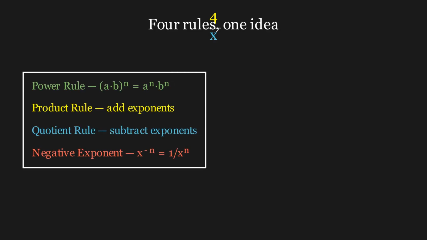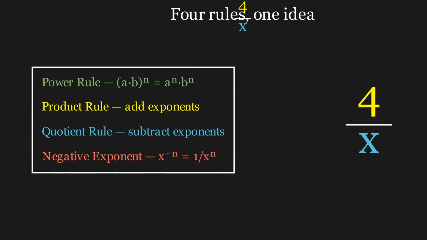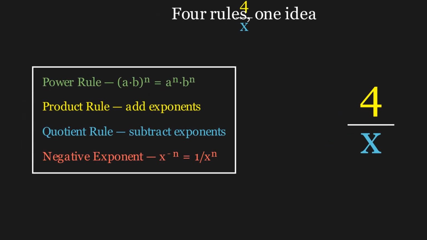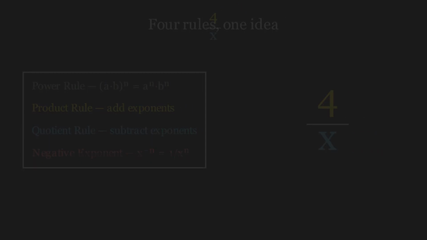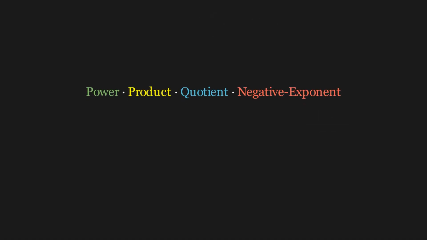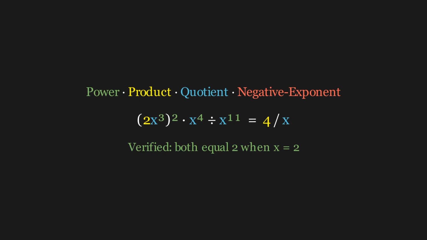So here's the one thing to remember. Every exponent rule, multiplying, dividing, raising powers to powers, even zero and negative exponents, is just a shortcut for counting how many times you're multiplying the same base, and these shortcuts let you collapse a scary-looking expression into something simple in just a few clean steps.